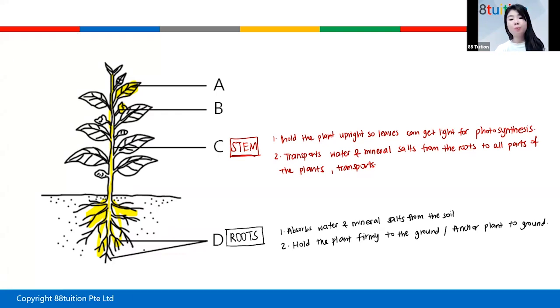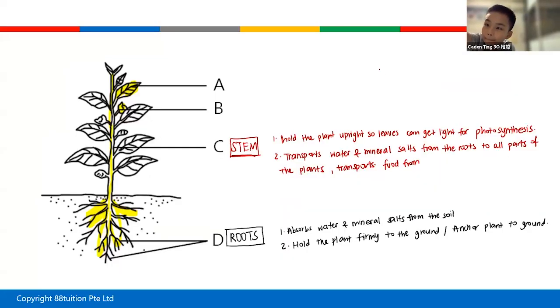Who can help? Kaden, can you help? Transports food, water, and mineral salts. Okay, so we already talked about water and mineral salts, right? So now transports food from where to where, Wen-Xing? Thank you, Kaden. Wen-Xing, transports food from where to where? Hurry up. The class is waiting. From where to where?